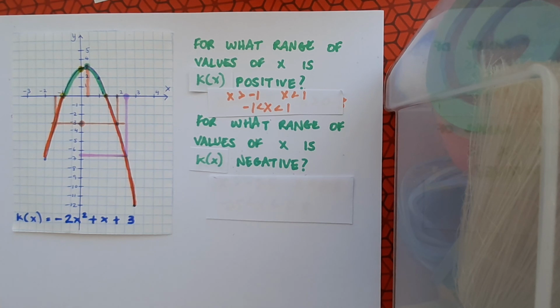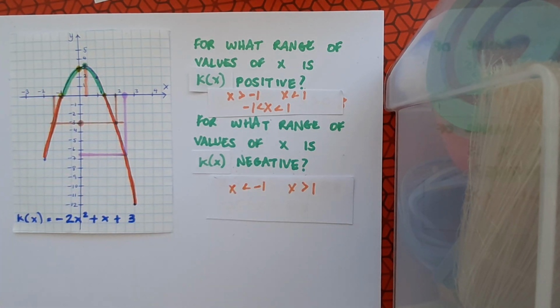And finally, I want to find the range of values of x for which k of x is negative. That means below the x-axis. So I've highlighted those here. And that's going to be before -1 and after 1. And so I'll write my answer as x is less than -1 and x is greater than 1.